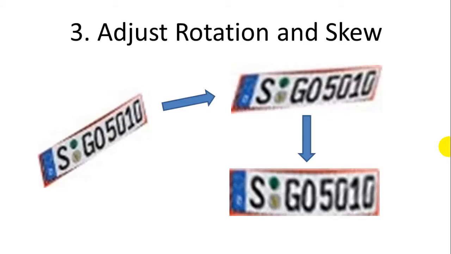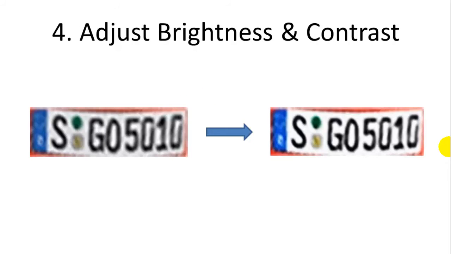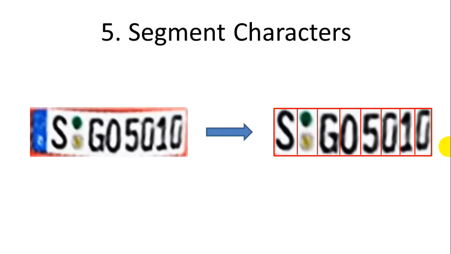So next you will adjust the rotation and the skew of the image so that you get a square head-on image from a picture that was probably taken at an angle. Then you adjust the brightness and contrast so you get a high contrast, easy to read image of the digits on the license plate. Next, we're going to segment the characters.